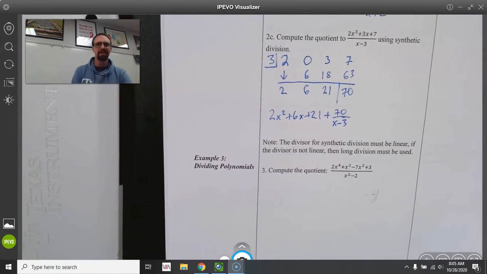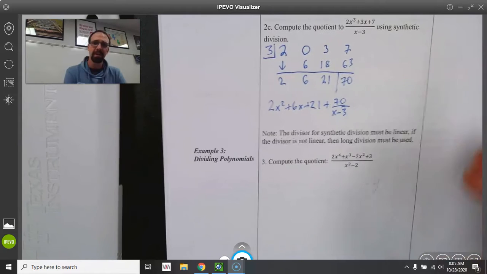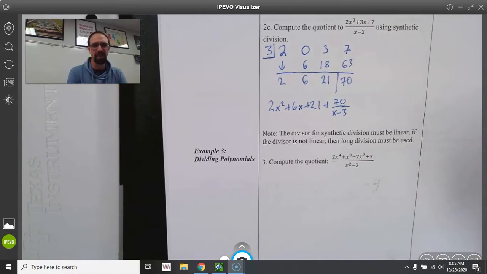So we can only use synthetic division for linear types. We can't use it for any divisors of higher powers. So the example that we're going to get into in number 3, note that we're going to have to use long division for it. We can't use synthetic division because it's an x squared minus 2. I had a student ask, Mr. Brumman, what if I turn it into dividing linear? What if I can factor it and make it linear terms?